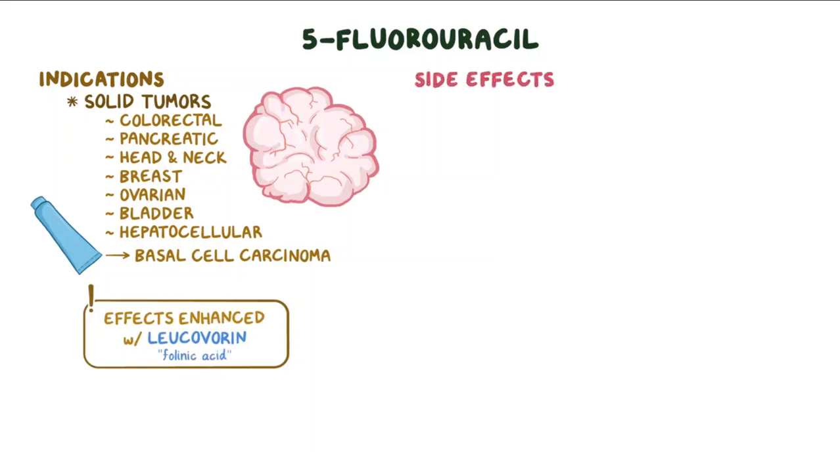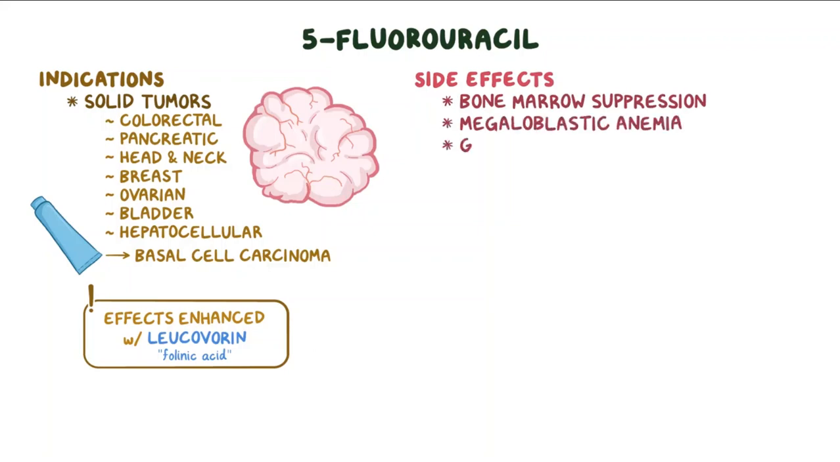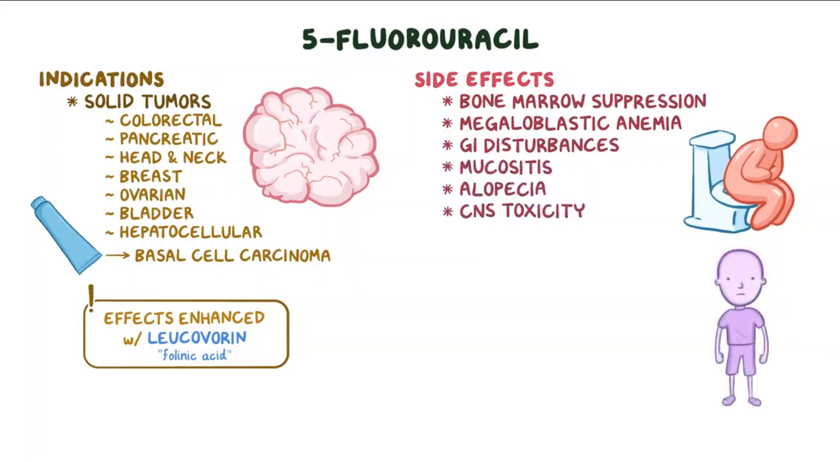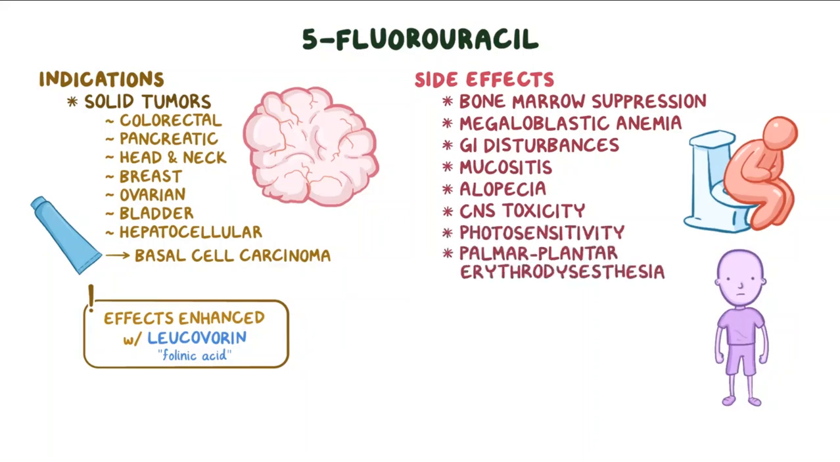Moving on to the adverse effects. Like the rest of the antimetabolites, 5-fluorouracil can cause bone marrow suppression and megaloblastic anemia. Other side effects include gastrointestinal disturbances like severe diarrhea, mucositis, alopecia, CNS toxicity, cutaneous reactions such as photosensitivity, and palmar-plantar erythrodysesthesia, or hand-foot syndrome. Now, in the case of an overdose, uridine can be an effective antidote.